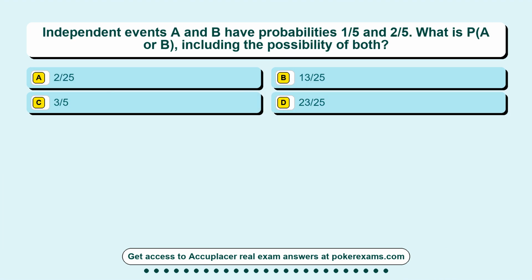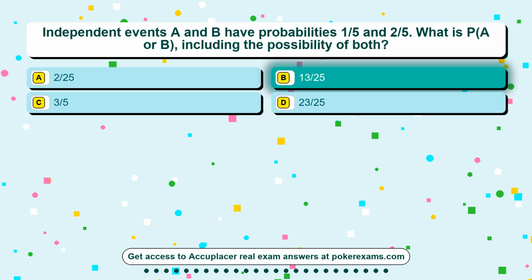Question 3. Independent events A and B have probabilities 1/5 and 2/5. What is P(A or B), including the possibility of both? Option A 2/25, option B 13/25, option C 3/5, option D 23/25. The correct answer is option B, 13/25.